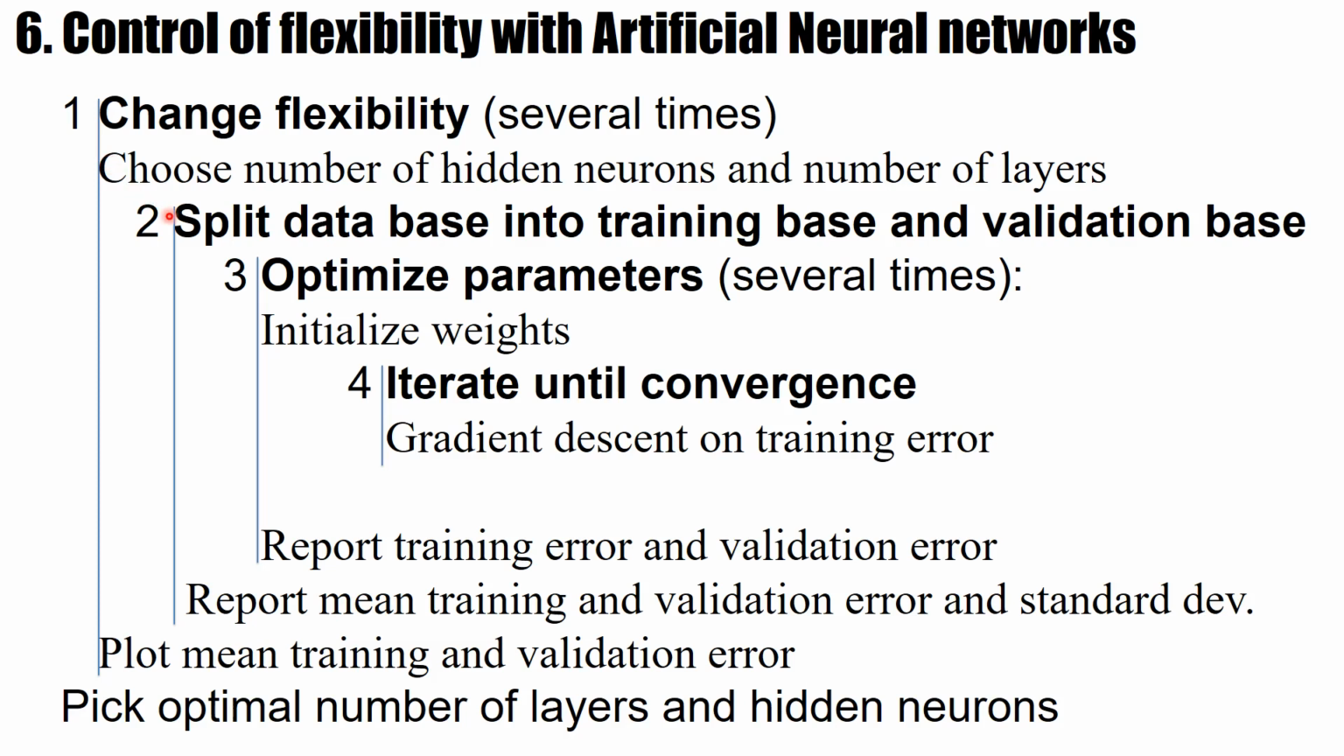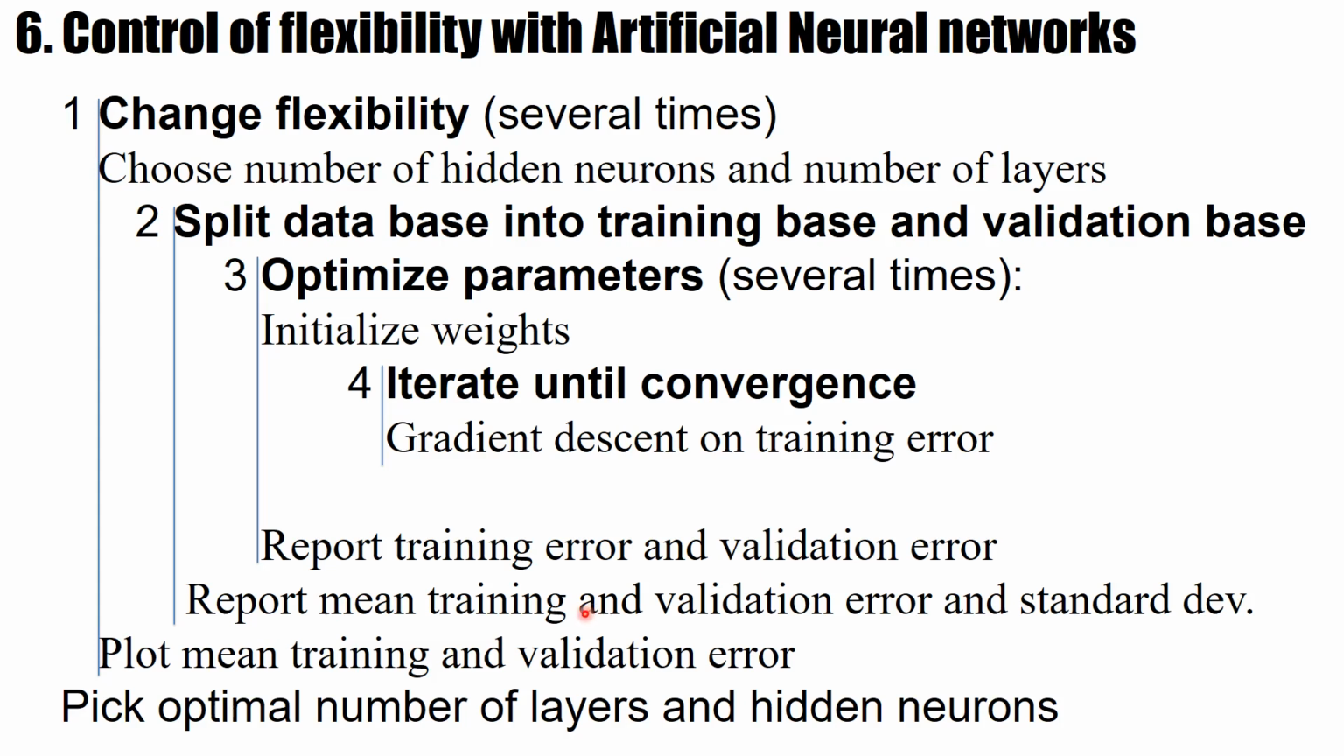Then we split the database into training base and validation base. Then we optimize the parameters. Since the algorithm may get stuck in a local minimum, we do this several times with different weight initializations. We iterate until convergence, which means we do gradient descent on the training data. Then at the end, we measure the validation error.